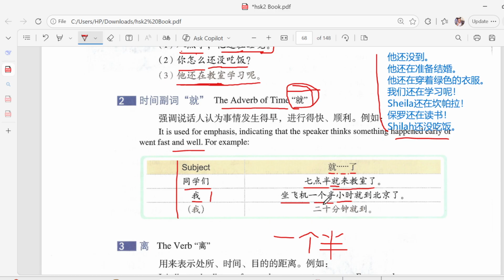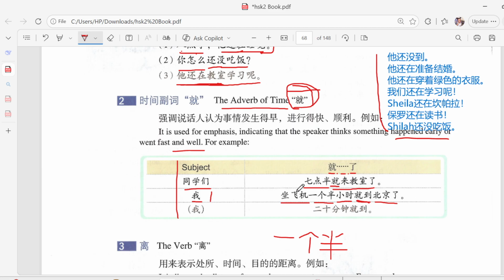我坐飞机一个半小时就到, then I will reach. He thinks something happened early or it went well. So he boarded this plane for just an hour and a half, then he arrived in Beijing. We don't know where he was coming from, but the point here is to understand the function of this 就 in the sentence and what the absence of 就 means. Let's try to omit it and see. If you say 我坐飞机一个半小时到北京了, it doesn't even sound correct grammatically. Even when you're speaking, it's like one and a half hours, then after an hour I reach Beijing. It's not making sense. So 就到北京了, then it's correct.